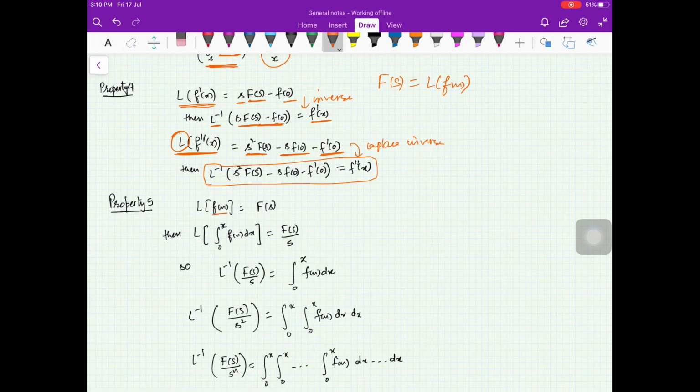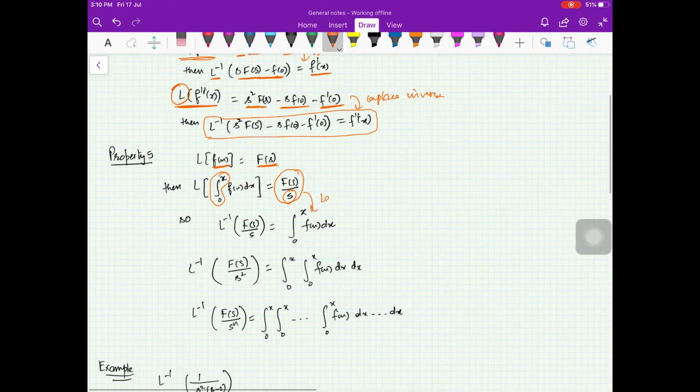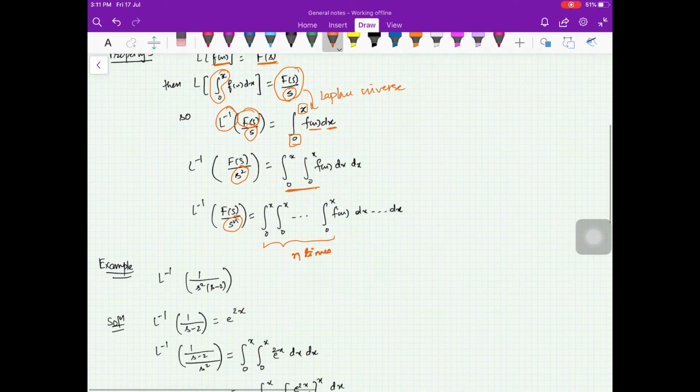Now you had this further property that if you have the Laplace transform of f(x) as capital F(s), and you integrate it, then you will have to divide on the right hand side by s. So if you take the Laplace inverse here, you will see that the Laplace inverse of F(s) upon s will be the integral from 0 to x of f(x) dx. Similarly, if you divide by s squared, then you have to integrate twice. If you divide by s raised to power n, then you have to integrate n times. So these are the properties.